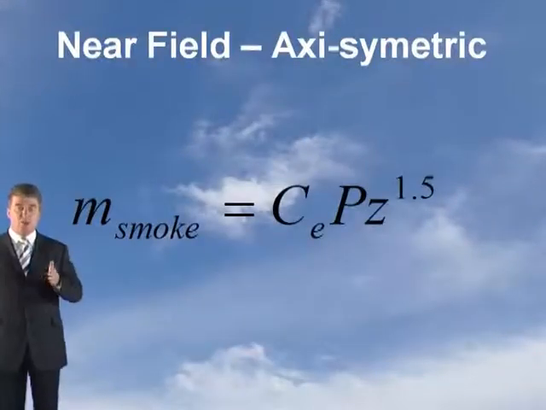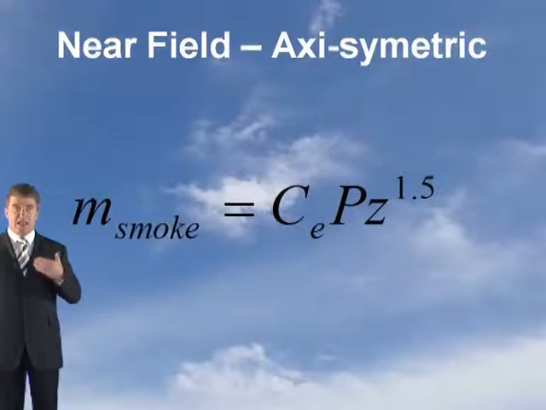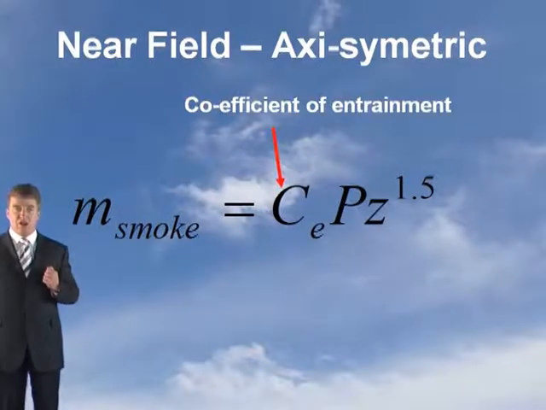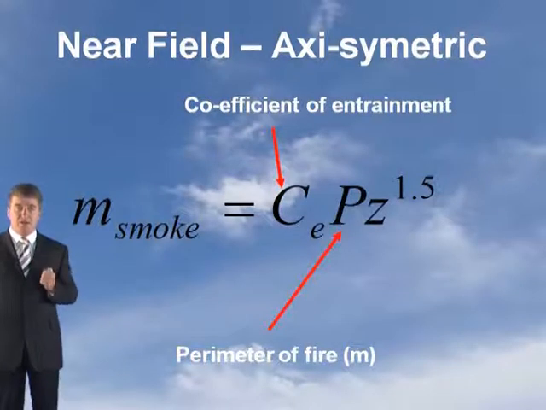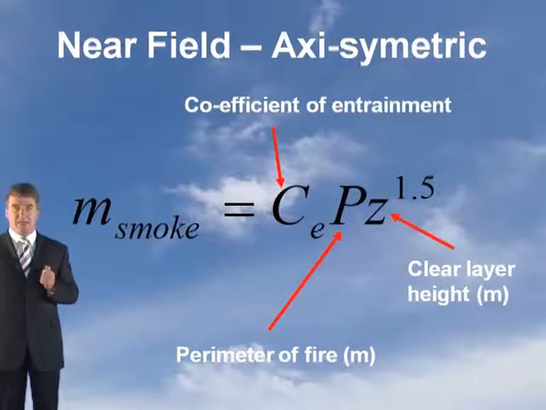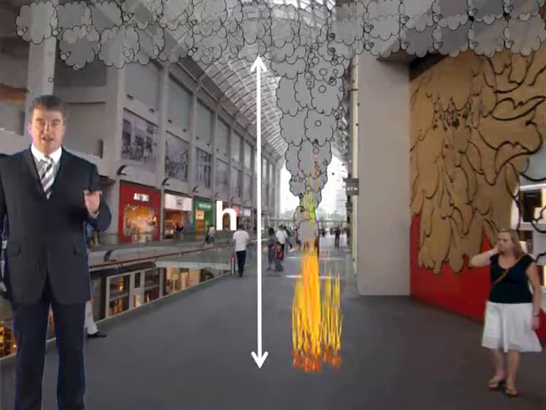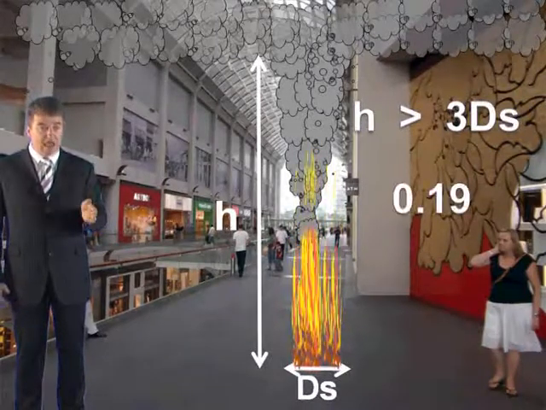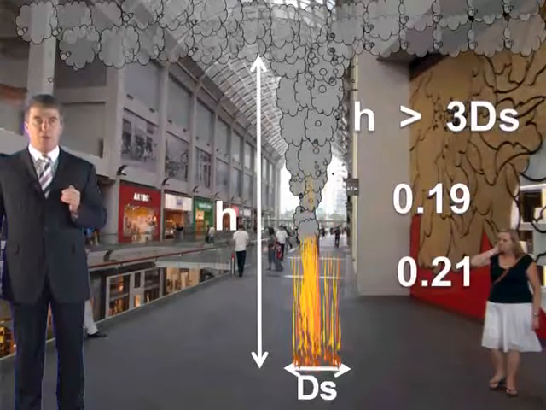And if it's a near field axisymmetric plume, this is the formula you have to apply. M equals CEP times Z to the 1.5, where M is the mass flow rate in kilograms a second, CE is the coefficient of entrainment, P is the perimeter of the source, and Z is the clear layer height in metres. Now, don't forget, in this one, you've got to establish the coefficient. There's different coefficients depending on the clear layer height. Now, if the clear layer height is greater, this time more than 3 times the longest dimension, then you have to use 0.19 as your coefficient, and if it's not, you apply 0.21.